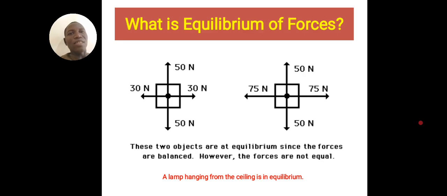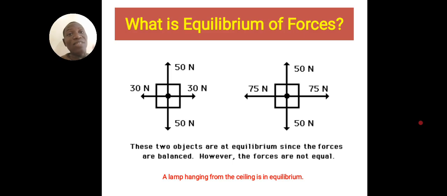The answer is it will be at rest because the opposite forces acting on it are equal, so they will cancel out. 50 upward, 50 downward, the net or the resultant force is 0. 30 left, 30 right, the resultant force is also 0 because they will cancel out. Both are pulling or pushing in opposite directions with an equal amount of force. So the object would remain at rest. It won't move at all.